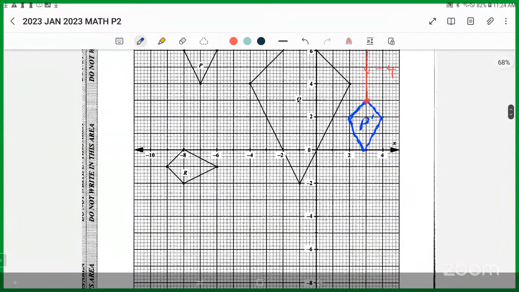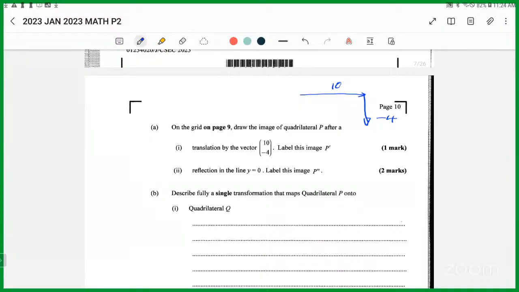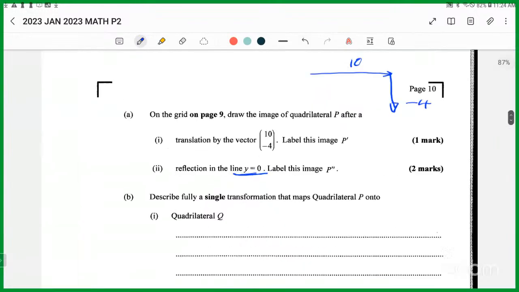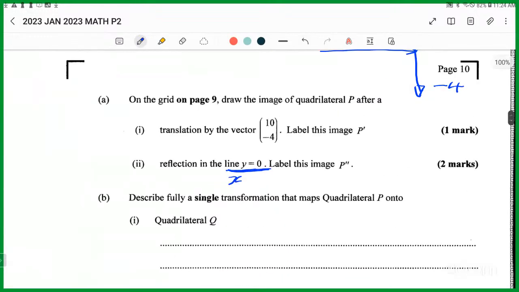Alright, so they wanted us to do a reflection now. So this second part wants us to do a reflection in the line y equals 0. Now you have to know that the line y equals 0 is actually the x-axis. Think about this question. You see, instead of saying x-axis, they said y equals 0. Could have been that they wanted a reflection in the line x equals 0. x equals 0 would be the y-axis.